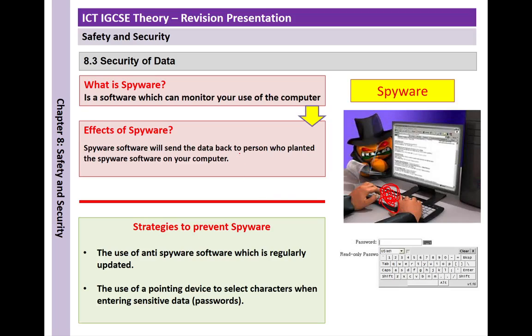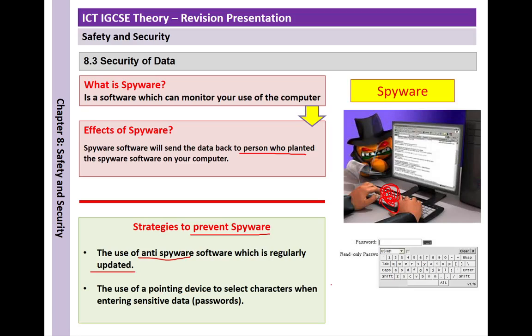So it will be sent back to the person who planted that spyware, and then that person will be looking for short paragraphs, let's say, or lines which might contain username, password, credit information, or sensitive messages that you are sending to others. Strategies to prevent spyware: use anti-spyware, which nowadays comes with the antivirus software, and you should update it as well.